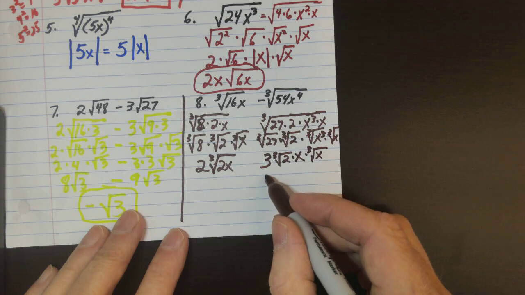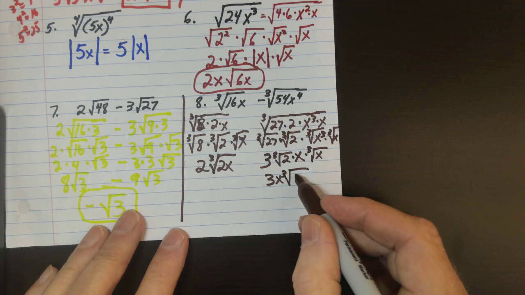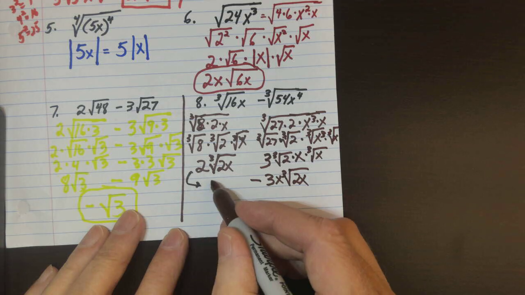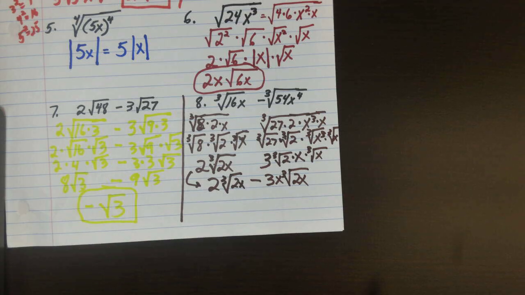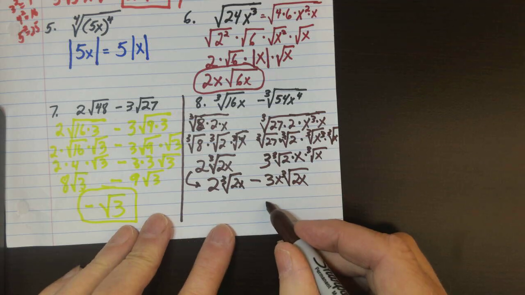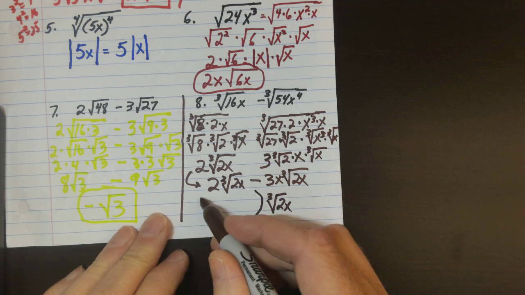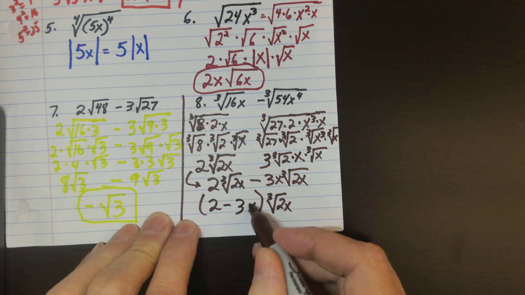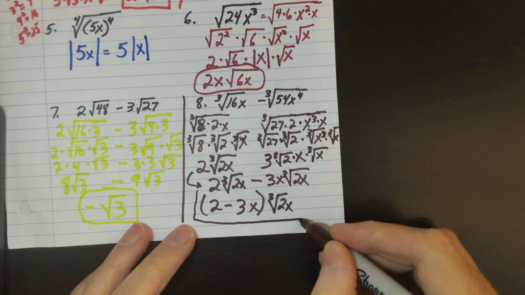Now if I put those together, I've got 3x and then cube root of 2x. And that's the minus part. I'm going to bring this down here. So that's 2 cube root of 2x minus 3x times cube root of 2x. So I kind of have that common factor of the cube root of 2x, and the coefficients, or the numbers in front of the radical, are not like terms, but I'll just write them in parentheses separately like that and make this my final answer.